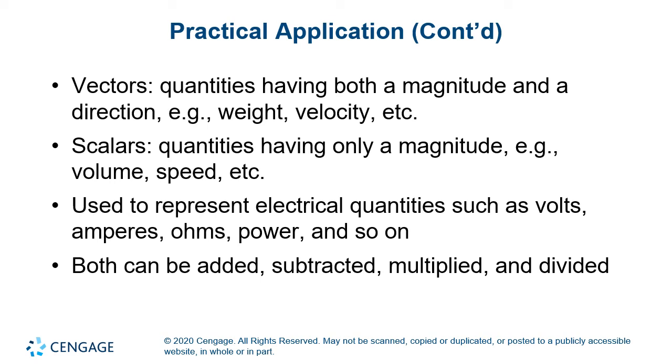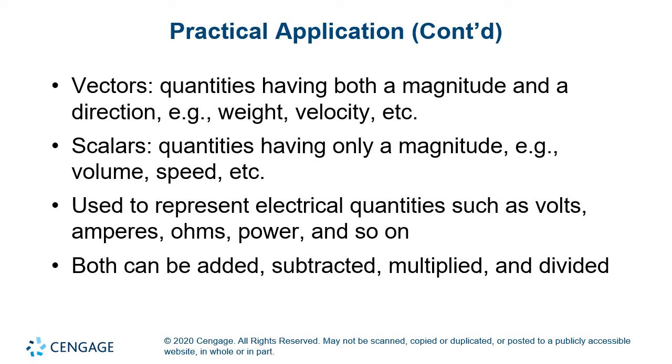Scalars, on the other hand, are quantities that are completely defined by only a magnitude. Examples include things like volume. Right? The fact is, a container has a certain volume. It's not acting in any direction. Speed is essentially the scalar version of velocity. When you look at your car, it might be moving at certain miles per hour, but we're not talking about a specific direction at which you're traveling.